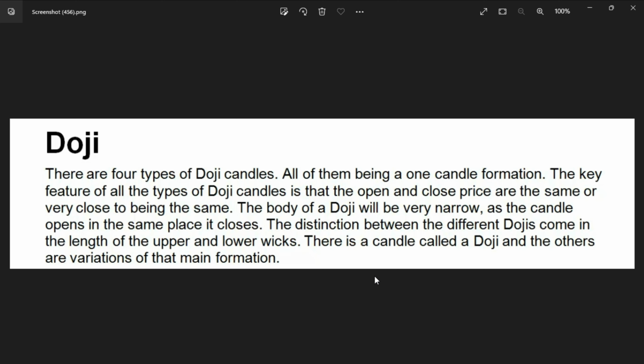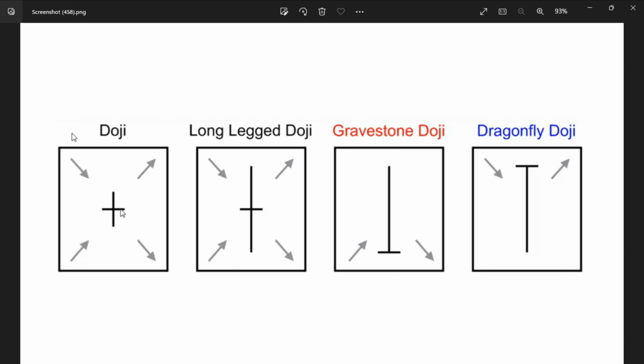Now let us move into the actual chart for me to explain, for you to see what I mean by doji, long-legged, gravestone, and dragonfly. All right, here it is, guys. So this is the original doji candle. Other ones are similar to it.